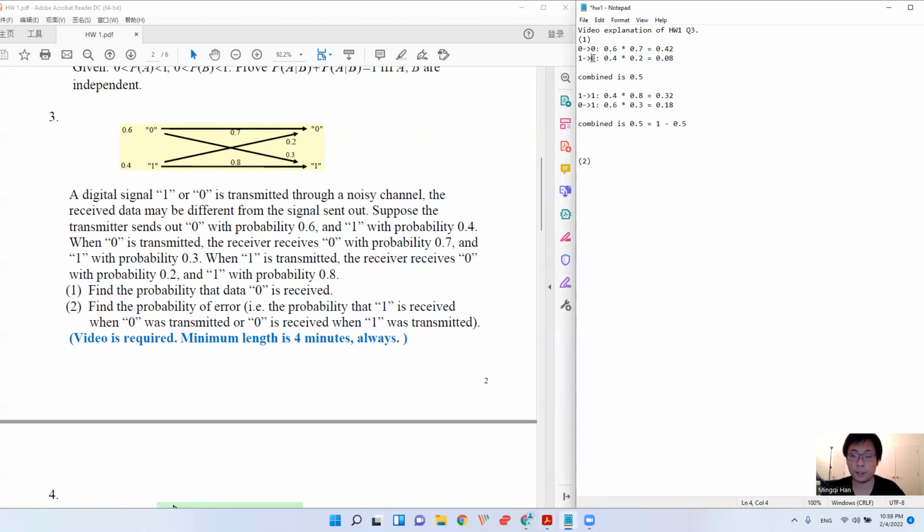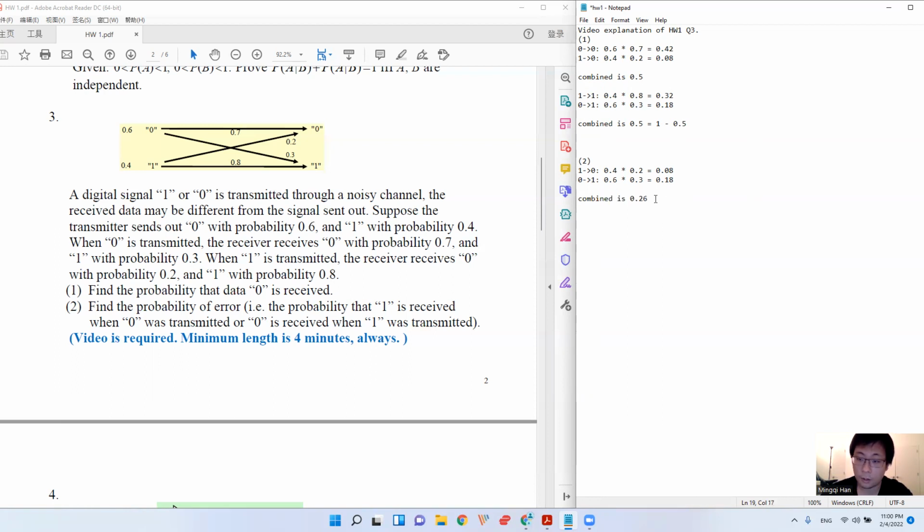From a 1, getting a 0 is 0.08, and from a 0 getting a 1 is 0.18, and combined it is 0.26. This is the probability of getting an error.